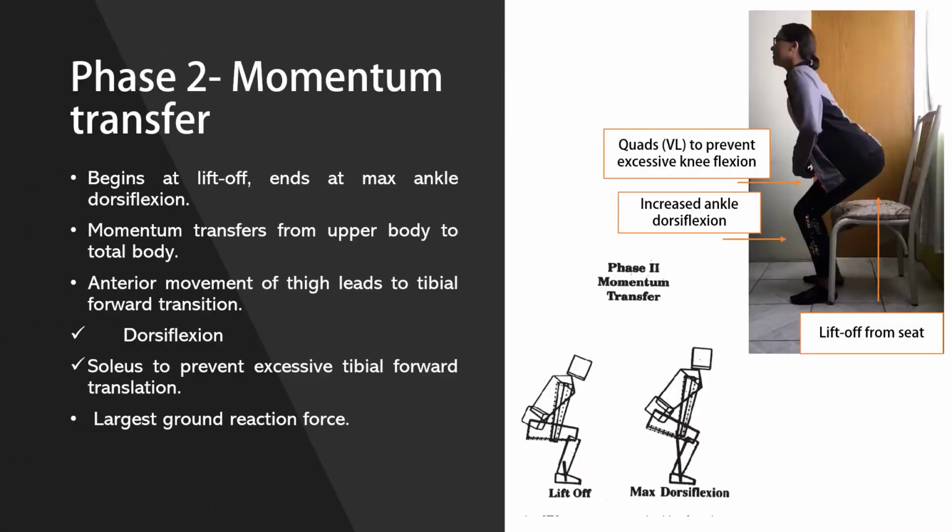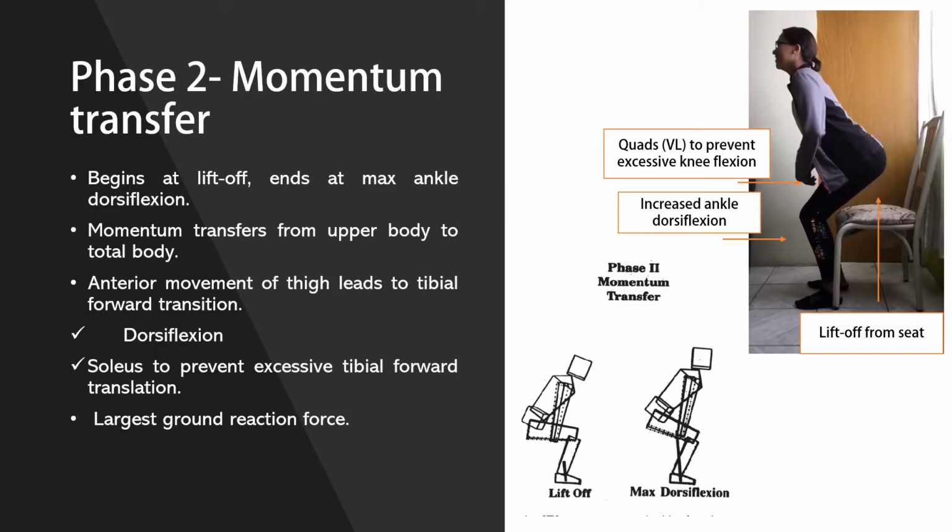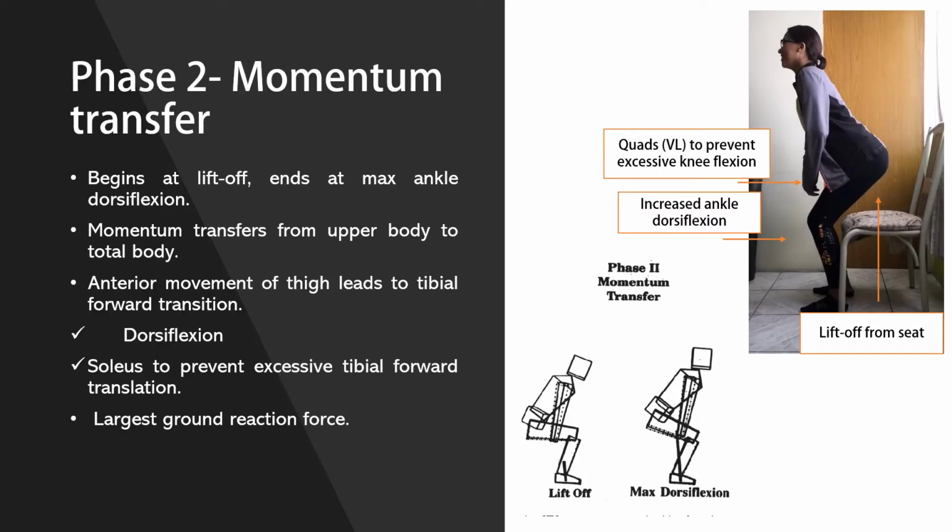The next phase is the momentum transfer. It begins at liftoff, which is basically when your buttocks and thighs are no longer in contact with the seat, and it ends at the point where we have maximum ankle dorsiflexion. In the momentum transfer, we use the momentum that was generated by the trunk flexion in the previous stage, distributed to the total body, but really more the lower extremity. One of the things that happens in this phase is obvious: we're going to be lifting off from the seat. The second thing is activation of the quadriceps femoris, particularly vastus lateralis, to prevent excessive knee flexion. So we're not using the quads to push up, we're actually using them to prevent excess knee flexion.